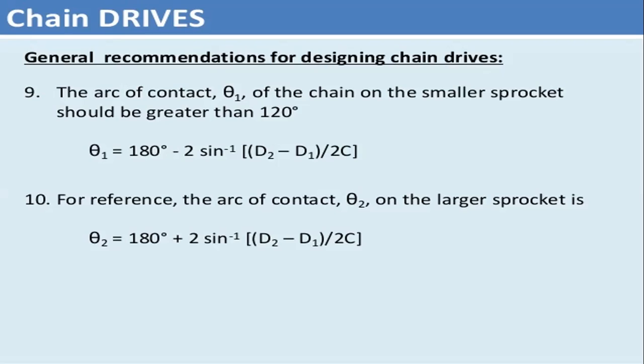And for reference, the arc of contact theta 2 of the larger sprocket is: theta 2 is equal to 180 degrees plus 2 sine inverse of (d2 minus d1) by 2c. So that is the arc of contact for the larger sprocket.